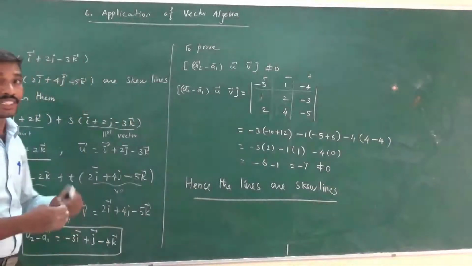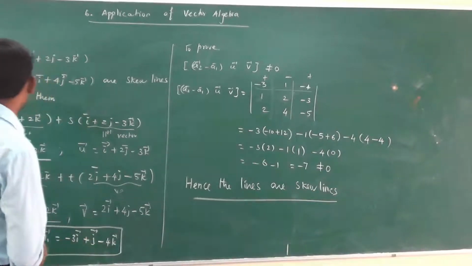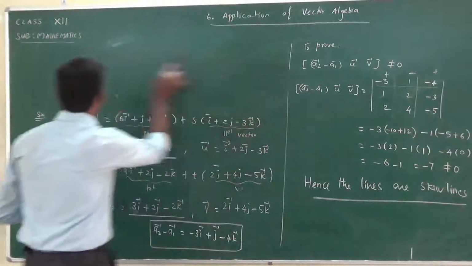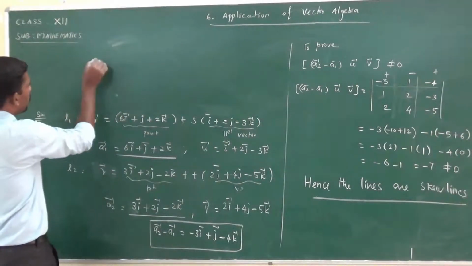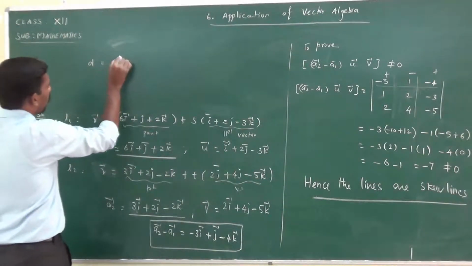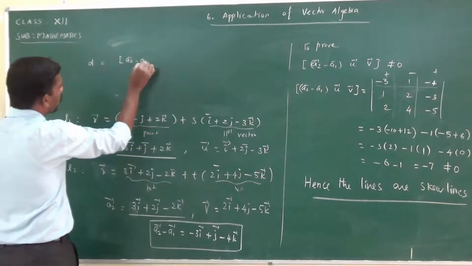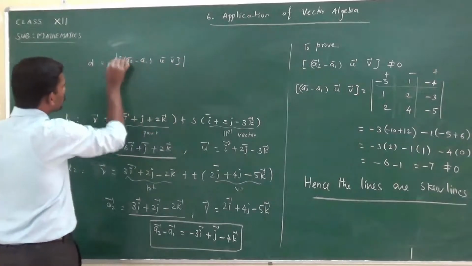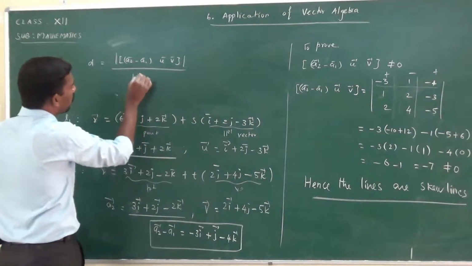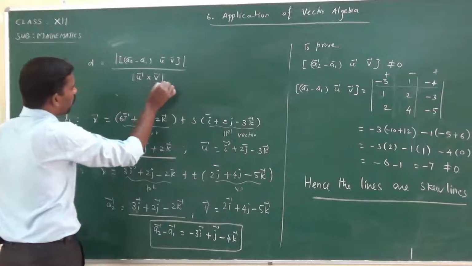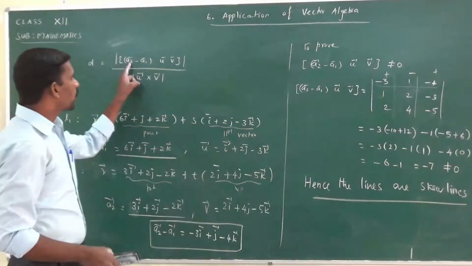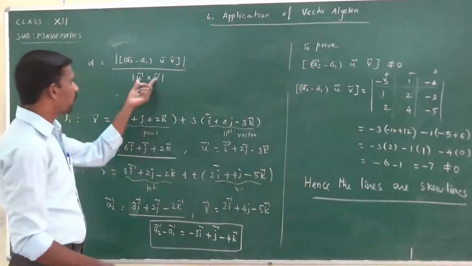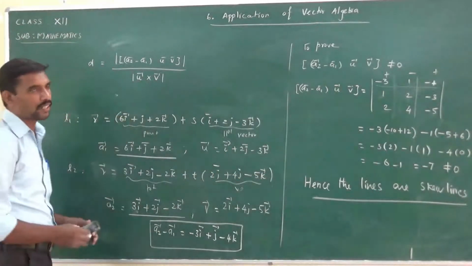Now we want to find the distance between the skew lines. So the distance d is the modulus of the box product of a2 vector minus a1 vector, u vector, v vector, divided by the magnitude of u vector cross v vector. The box product is already found, so now we have to find u vector cross v vector.